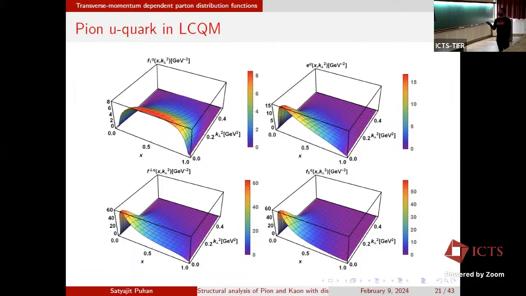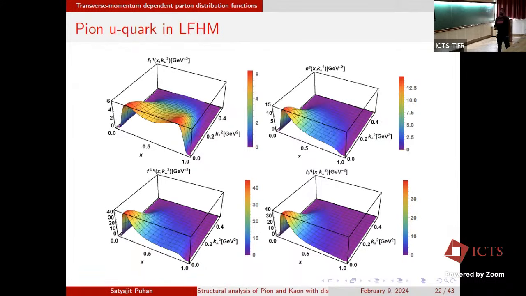This is for pion F1Q u quark, this is EQ, this is F perp, and this is F3. If you see, the factor 1 by x in EQ and F perp Q shifts the distribution towards the lower x value, similar to that of F3, twist-4 TMDs.